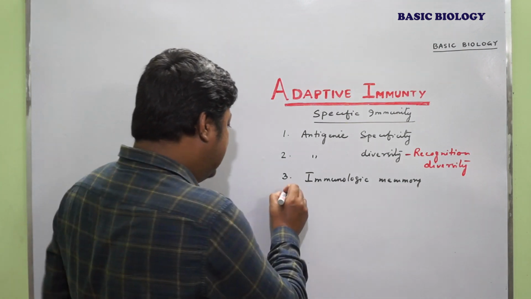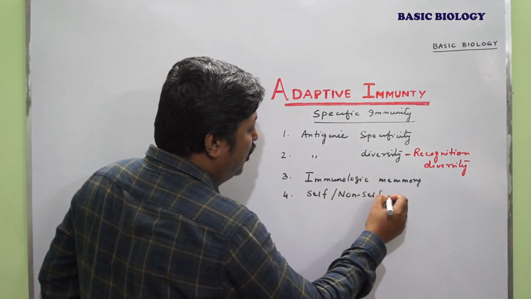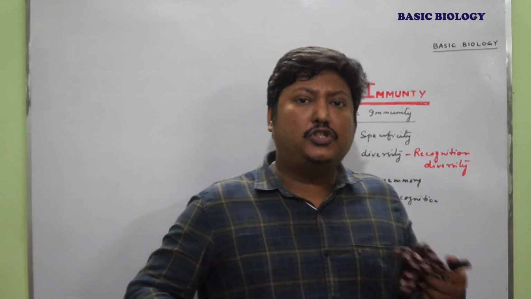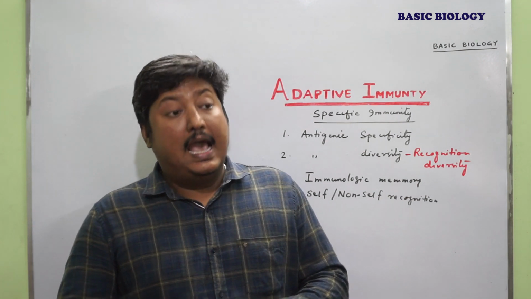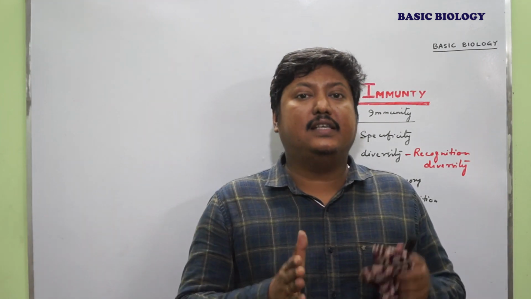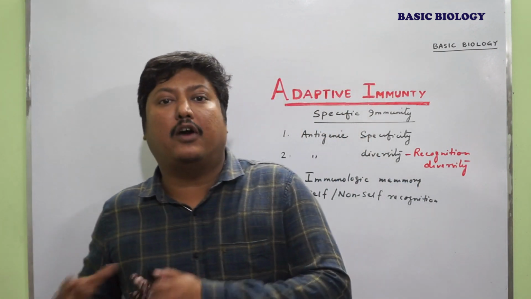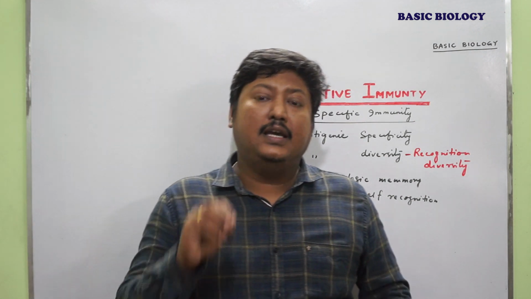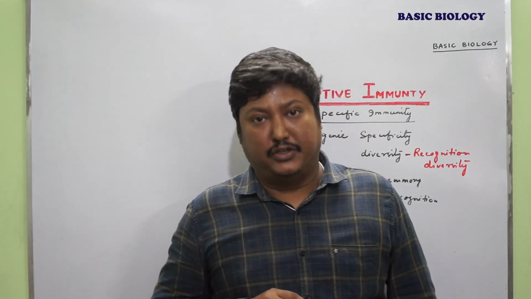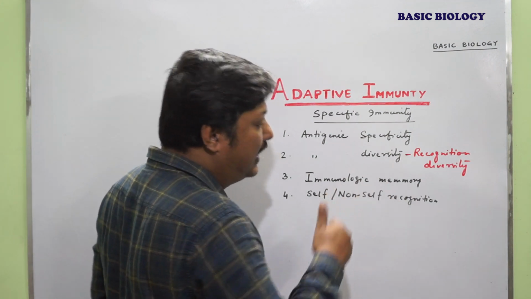The fourth one is self, non-self recognition. Most of the body components are made of proteins, because we are nothing but the phenotype of proteins. Antigens are also proteins, but the body can distinguish which are the self parts of our body and which are the foreign parts. So this self and non-self recognition helps to recognize the foreign molecules or the foreign particles.